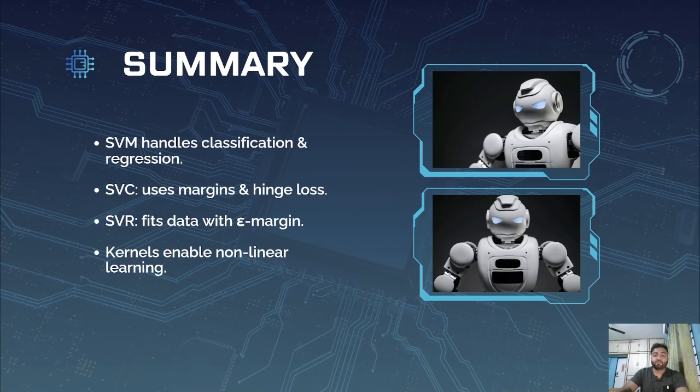To recap, SVMs are incredibly versatile and can handle both classification and regression tasks. SVC maximizes the margin between classes using hinge loss and support vectors. SVR is ideal for regression problems and uses an epsilon insensitive loss to handle small deviations. Kernels extend SVM to nonlinear decision boundaries, with the RBF kernel being one of the most popular choices.